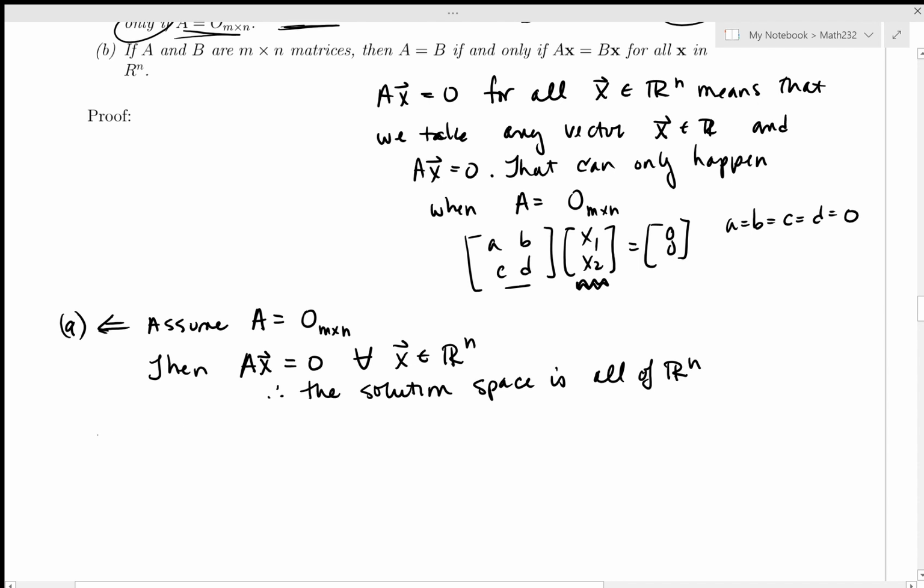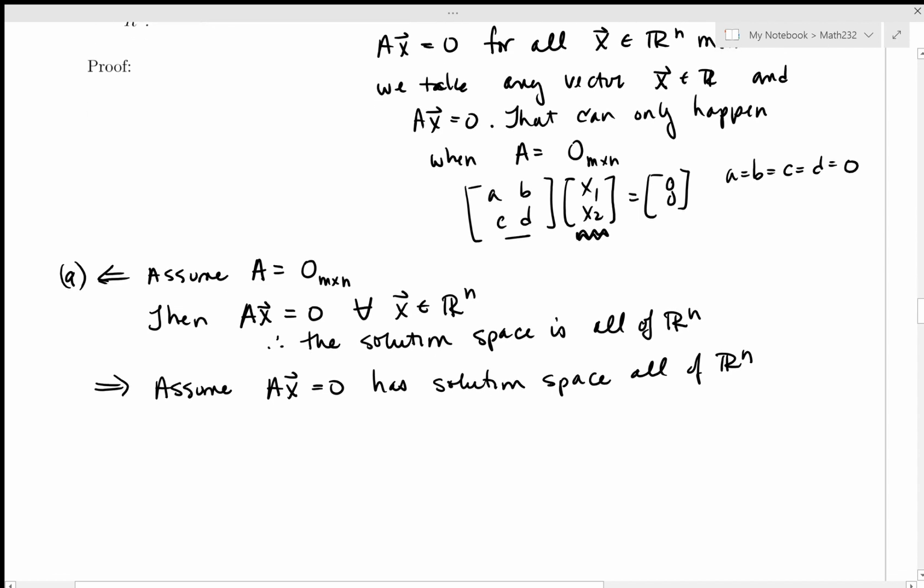And then in the other direction, it's a little bit more complicated. We assume that AX equals 0 has a solution space of all of Rn. We make that assumption. And then let us look at this. A is equal to A times I. So I'm just going to multiply. This is a true statement.